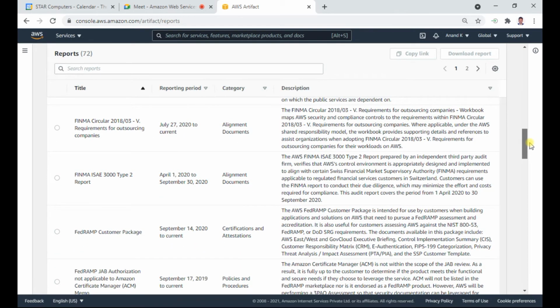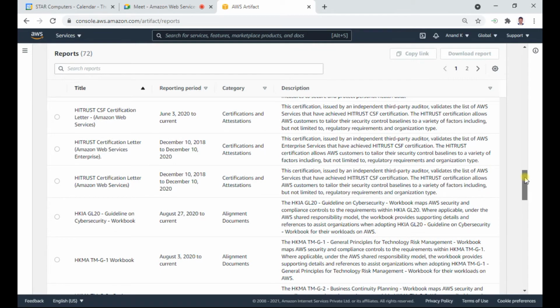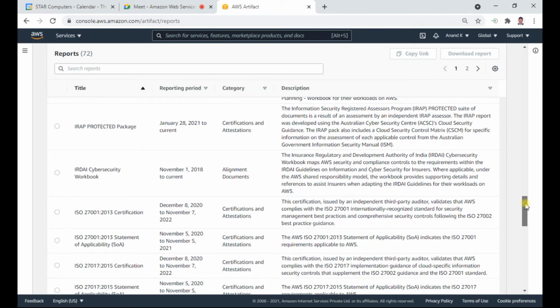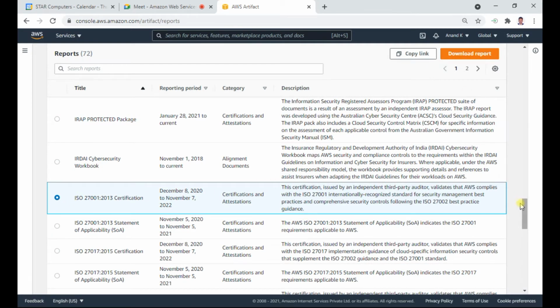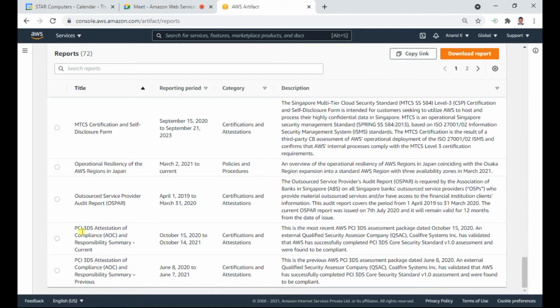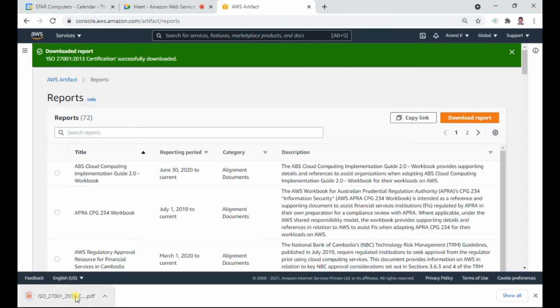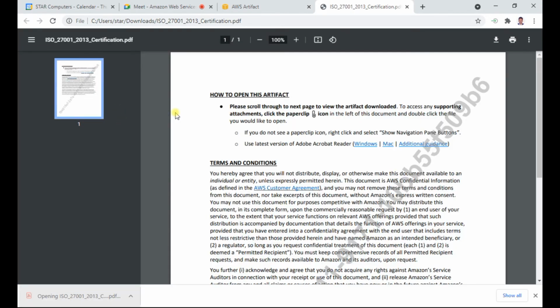Suppose I want to download something, FISMA, or maybe PCI, the payment card industry standard. ISO 27001 certification reports are also there. If you want to download, yes, you can download the report. If you have selected a particular one like the PCI standards, you can go through and download the report. These are all free of cost. Okay, so it has downloaded. This is a standard which has been set.